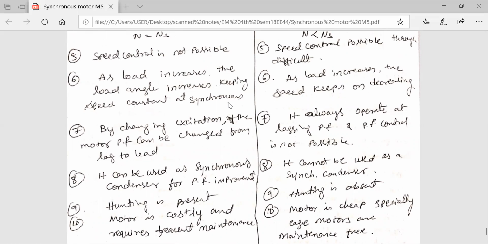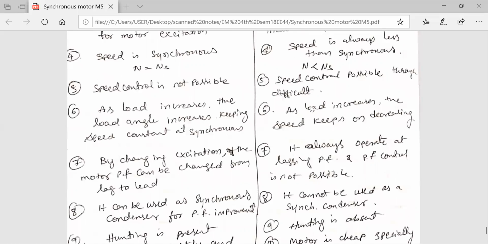Okay, and also, as the load increases, the load angle increases, keeping the speed constant at synchronous speed. So if you increase the load, the load angle changes, but the speed is kept constant at the synchronous speed. In the induction motor, as the load increases, the speed keeps on decreasing. That is a disadvantage. But in the synchronous motor, irrespective of the load, it has constant speed.